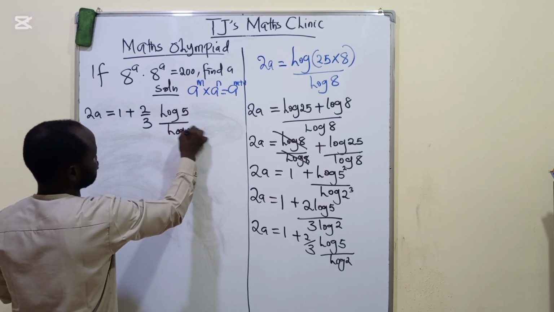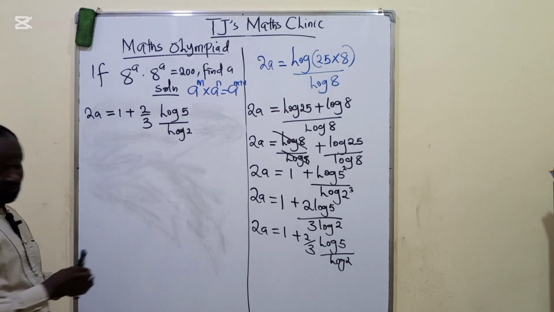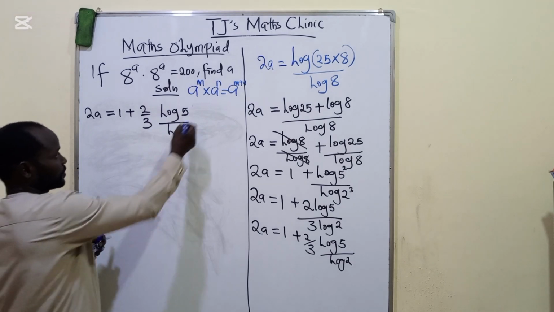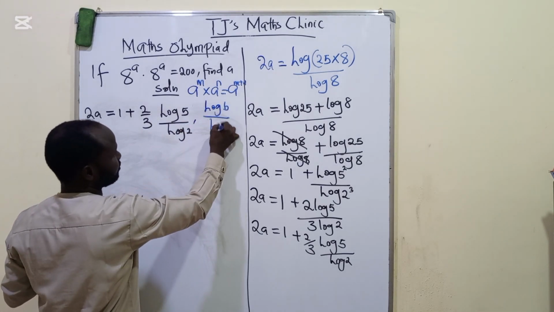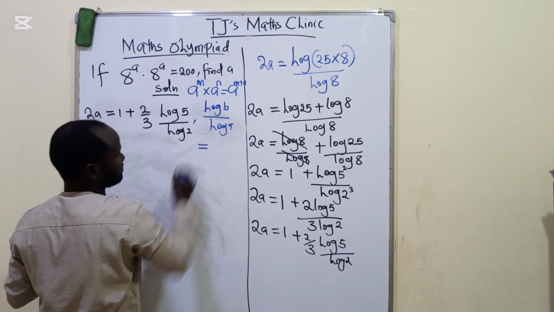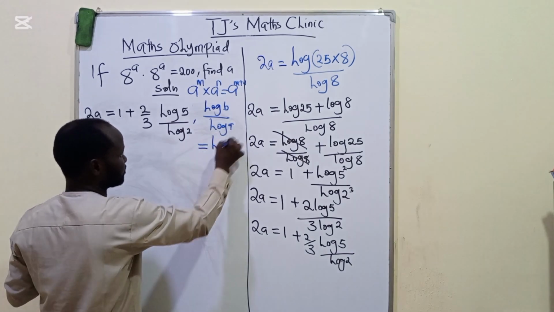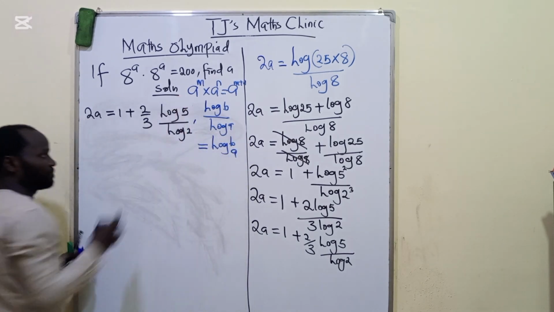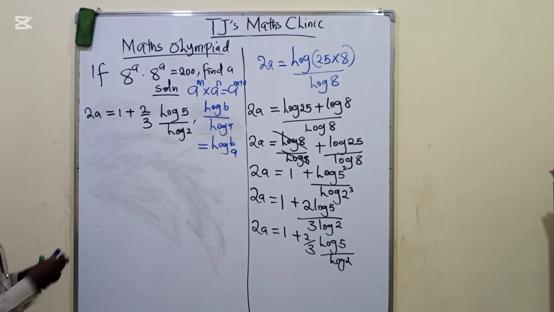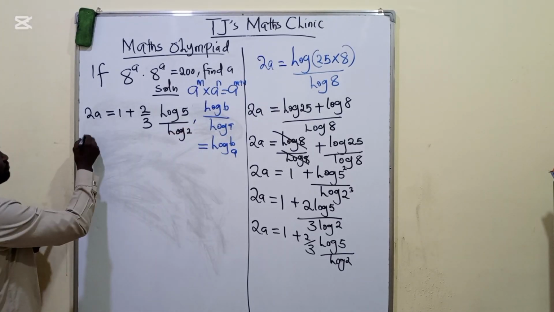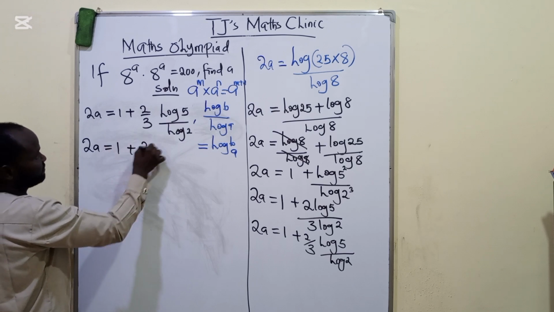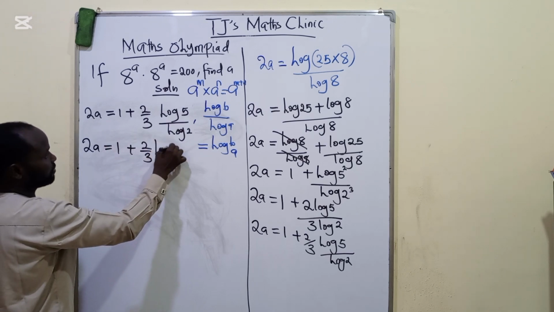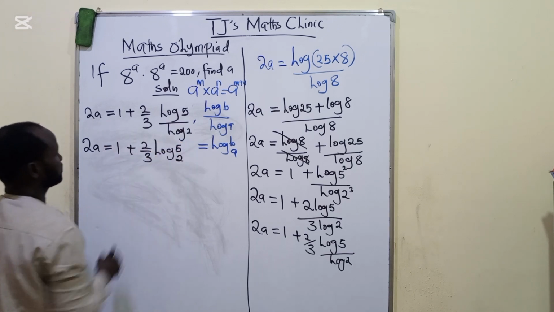Recall from one of the laws of logarithm, if we have log b divided by log a, this is the same thing as log b to base a. So we need to apply it here. Very important, this law now. So we have 2a equals 1 plus 2 divided by 3 times log 5 to base 2.